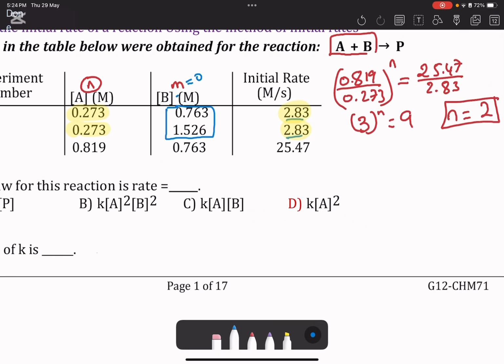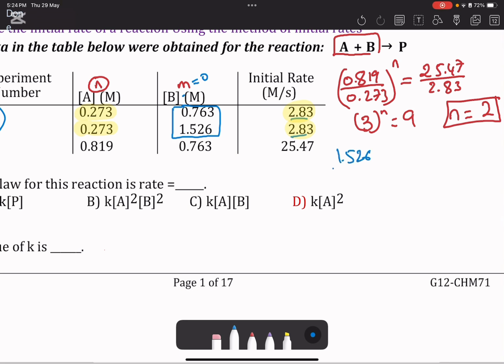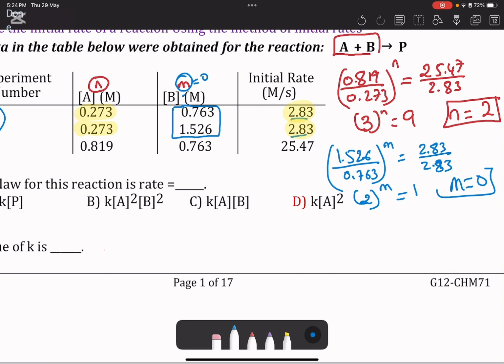Or, if you prefer, you can divide the larger number over the smaller one raised to the order of B equals 2.83 over 2.83. That is 2 to the power of M equal 1. Therefore, M is 0.